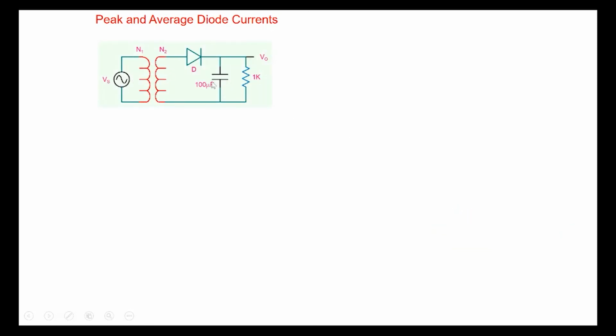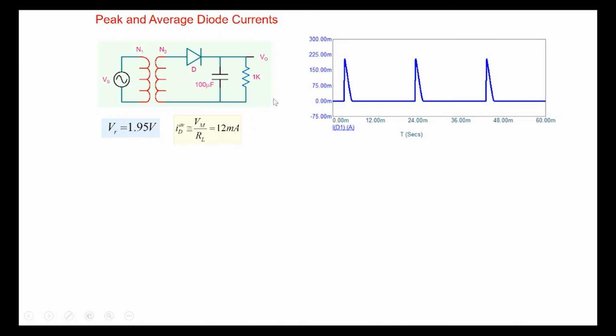So we have this 100 microfarad and 1K. Ripple is about 1.95. Average diode current, we said, is nothing but average load current, Vm by RL. And we can see the diode waveform here. The diode current is about maybe 100 or 200 milliamperes here. Note that the average diode current is 12 milliamperes, but the peak diode current, look at it here, is close to 200 milliamperes here. Because the diode has to conduct for a very short period of time, and in that short period of time, it has to basically supply all the load current.